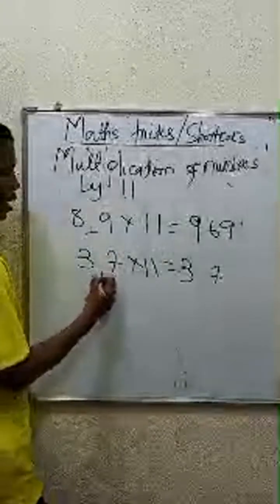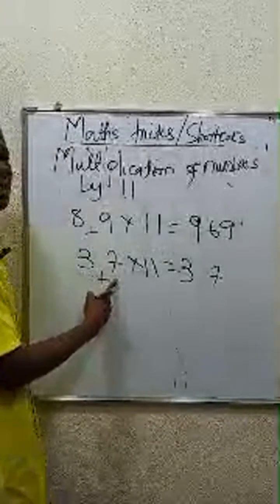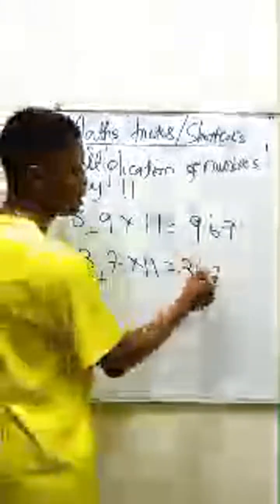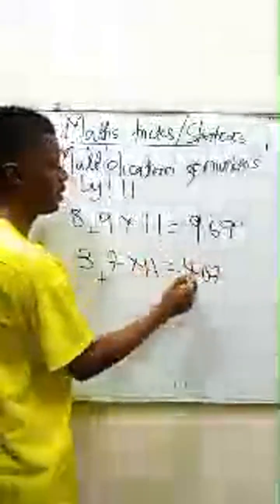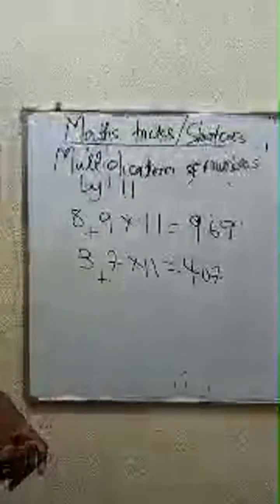All you have to do is just add the 2 numbers. 3 plus 7 is 10. So instead of writing 10 here, no, we write 0 and carry 1 to the next place value. If you carry 1 to the next place value, you have 4 here. So the answer is 407.